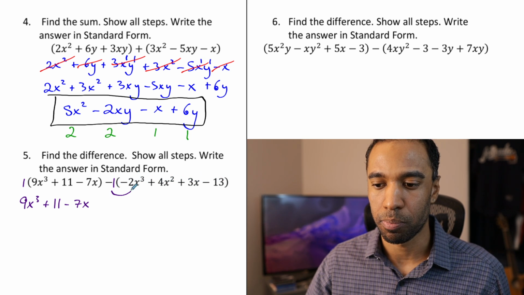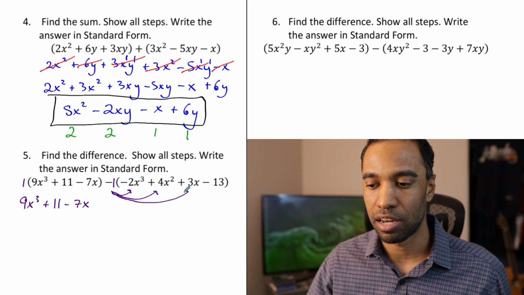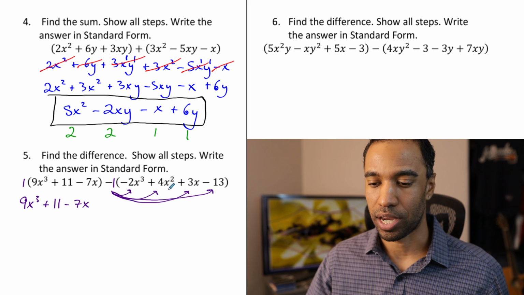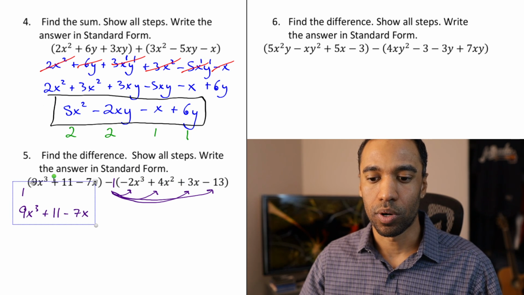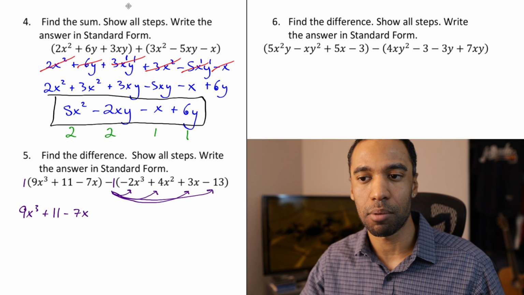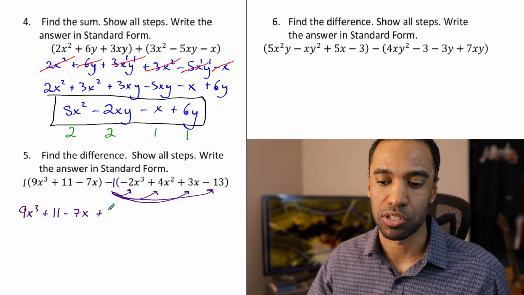What happens when you multiply a negative 1 by a negative 2, and a negative 1 by a positive 4, and a negative 1 by a positive 3, and a negative 1 by a negative 13? The signs change. And that's what happens, guys. The signs change. And that's what we're going to have here. So we're going to change all these signs up. So when I rewrite this, it's going to be exactly like it is without parentheses, only now every sign is different. Instead of negative 2x cubed, it is a positive 2x cubed.